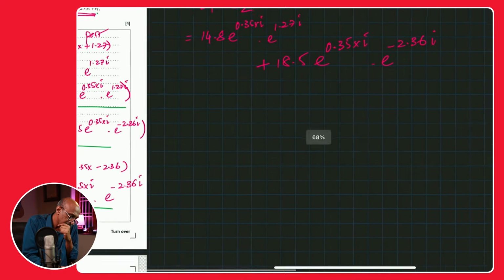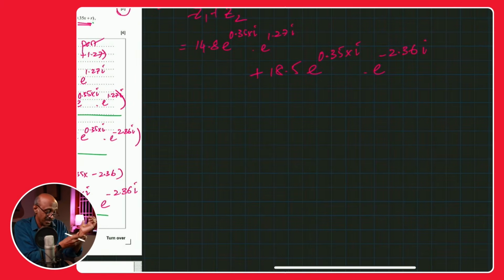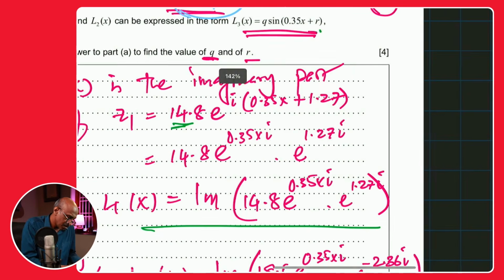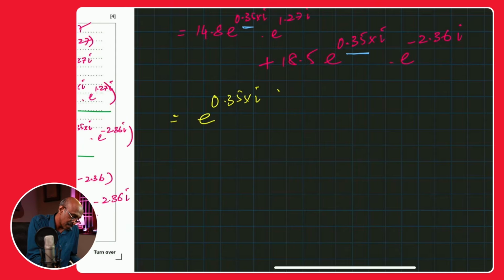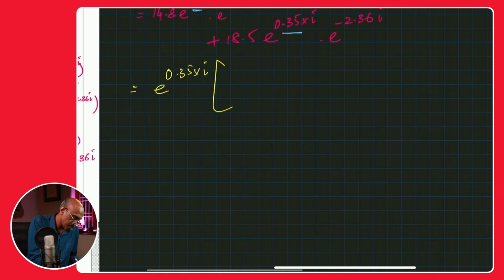That's good. Okay, now the way we'll do it is, you could enter the whole thing on the calculator, but let's play it smart, because if you look at it, this part is there, right? 0.35x, that's there. So maybe let's try and factor that out first. That comes from this part. It comes from this part. So we'll factor that out, and let me use another color for that part. So I'll take e to the power of 0.35xi as the common factor, and then what remains is 14.8 e to the power of 1.27i plus 18.5 times e to the power of negative 2.36i.